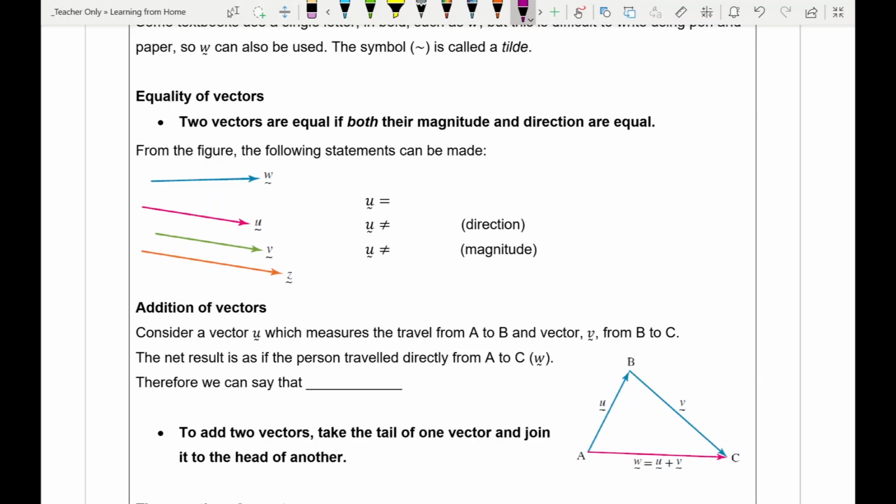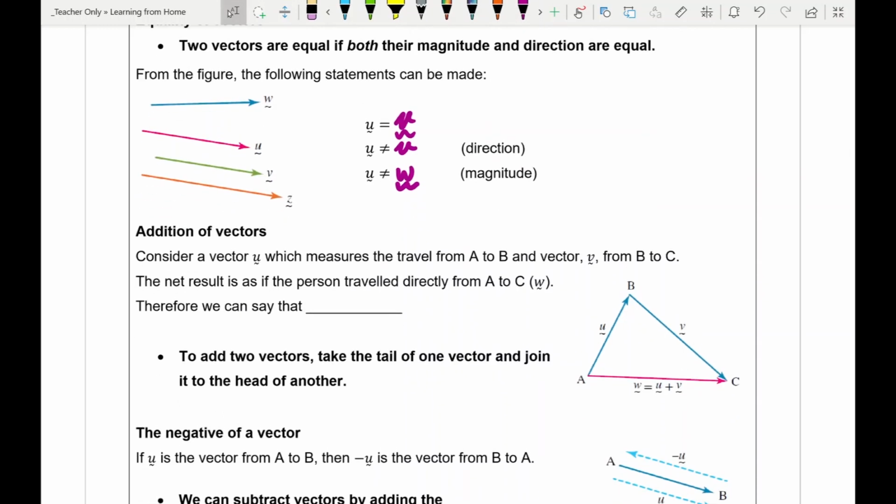So when looking at this, we can see that the vector V has the same magnitude, whereas Z is a little bit longer. So the only vector that is equal here is V. U has the same magnitude as V, but a different direction. And we can see that U has the same magnitude as W, but a different direction. Okay, so we now know what 2 equal vectors look like.